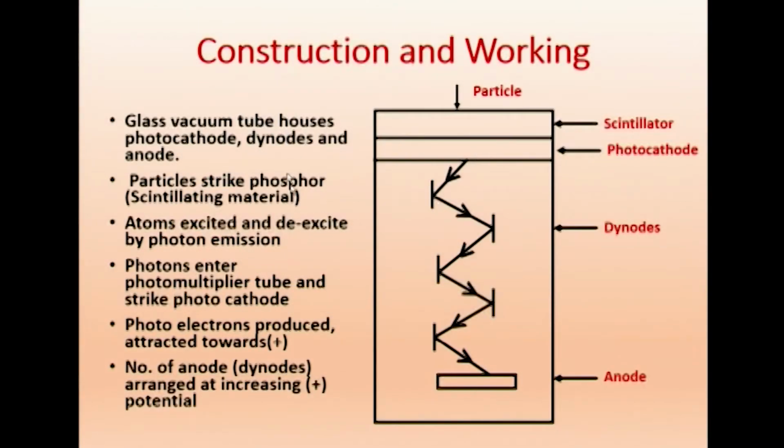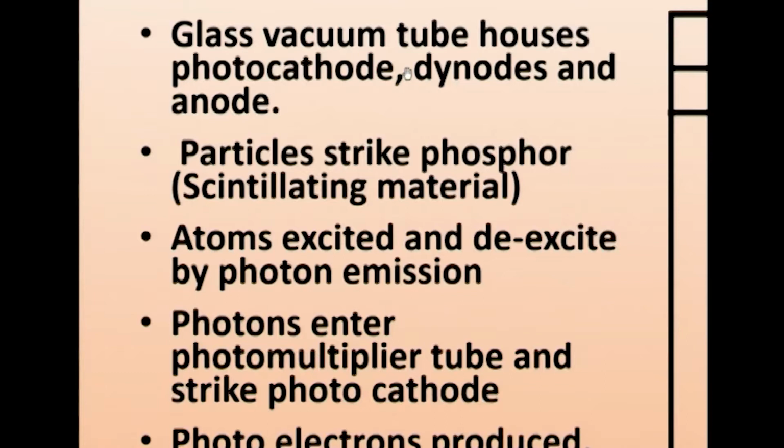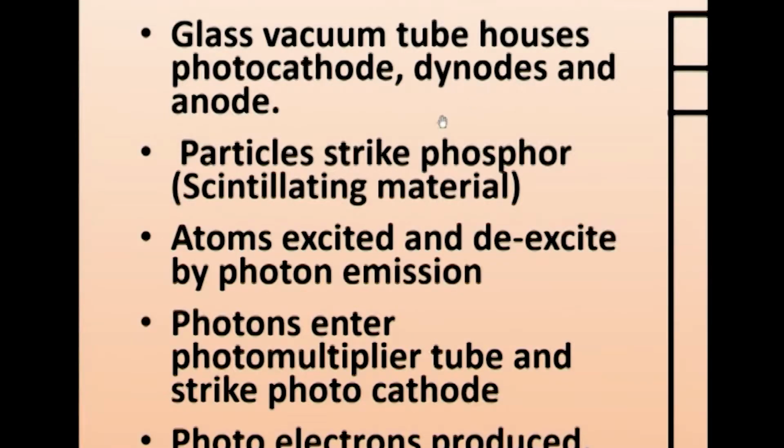So now we will go to the explanation part. The glass vacuum tube houses the photocathode. Already we have seen it has got photocathode, diodes and anode. The scintillator is outside. So inside the glass vacuum tube, we have got photocathode, diodes and anodes. The particles strike the phosphor, that is a scintillating material, and atoms are excited and de-excite. So that is a scintillation.